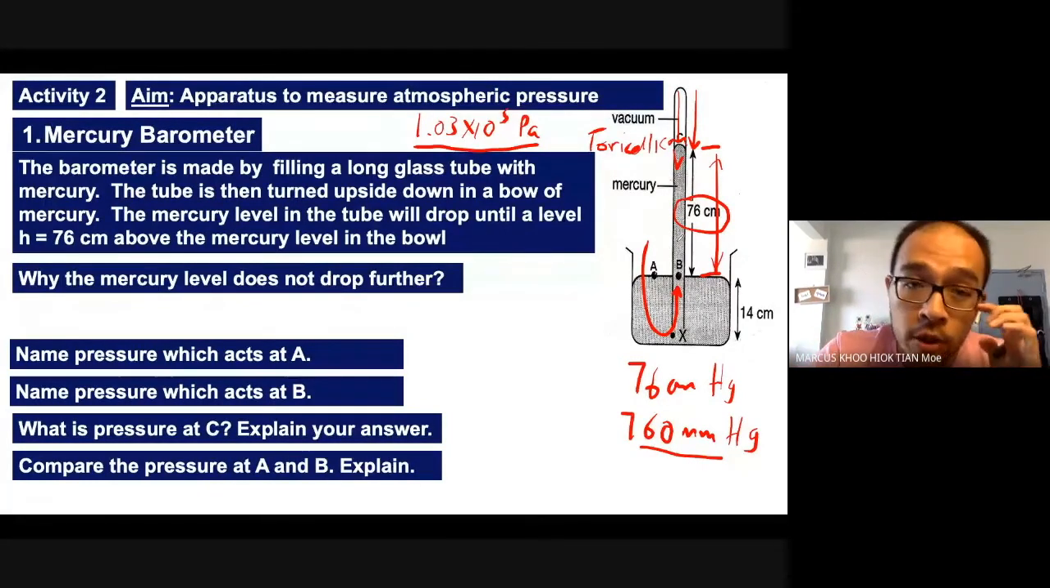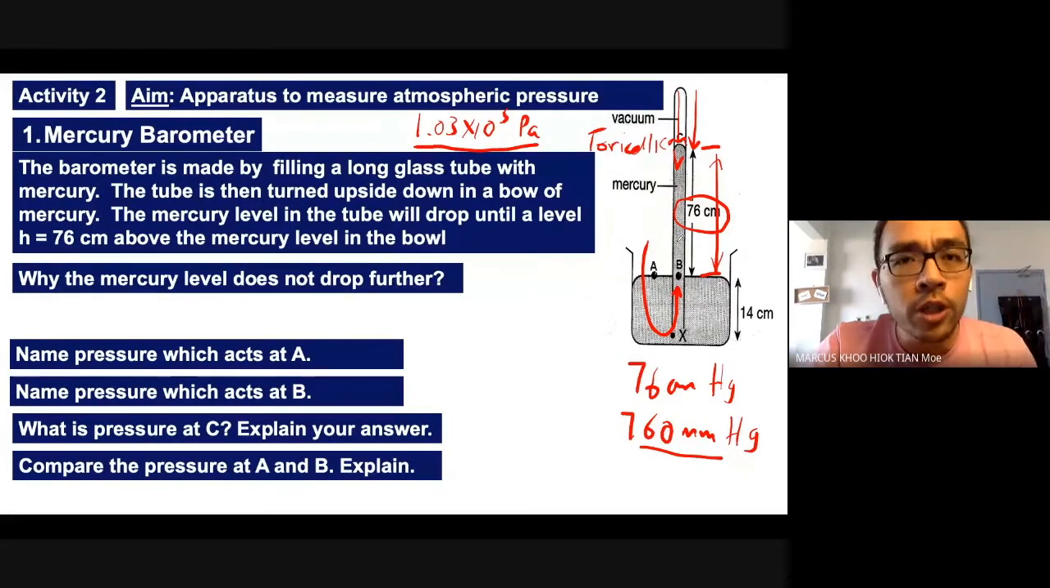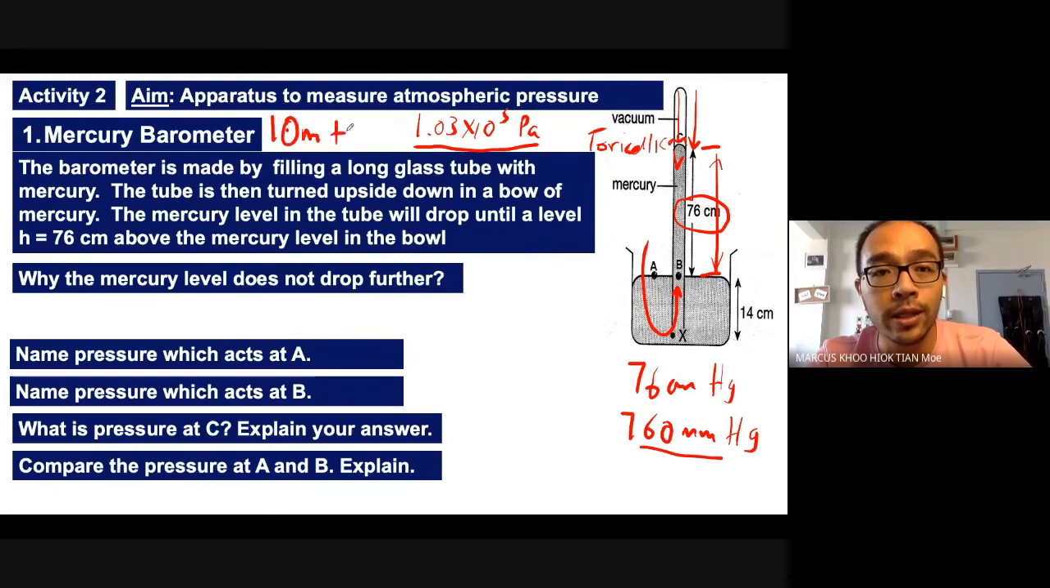A common question I get is, why do we use mercury? Why don't we use water? Water is so cheap, you can do it anywhere. Because the value for atmospheric pressure if I use water is 10 meters of water.